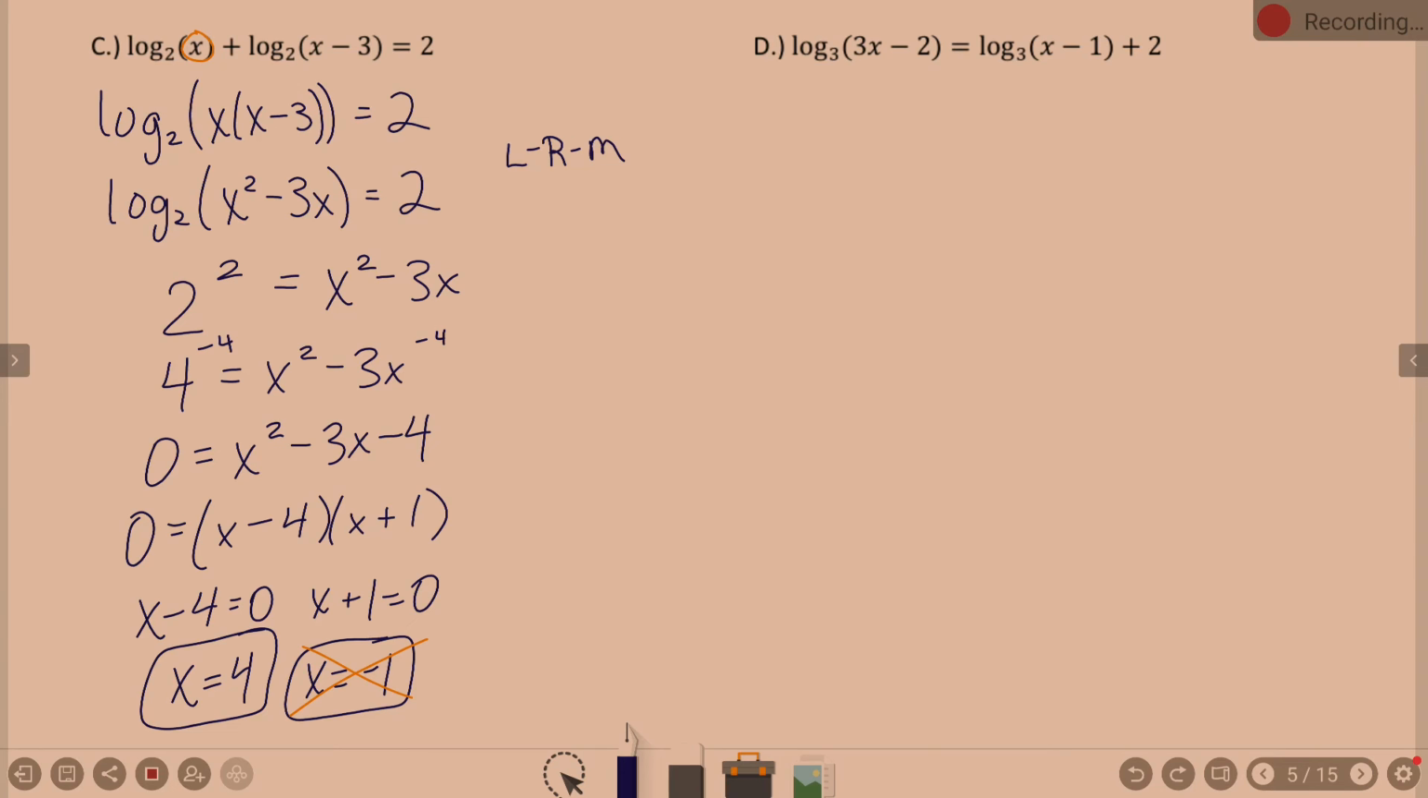Okay, one last one. Log base 3 of 3x minus 2 equals log base 3 of x minus 1 plus 2. Well, based on what we did on the last problem, what would be your suggestion? I like it. Subtract the log over.